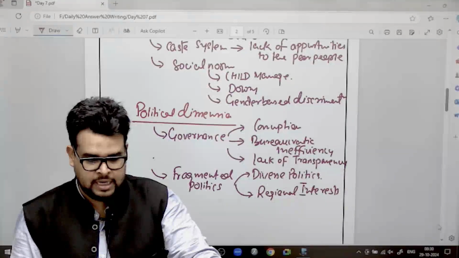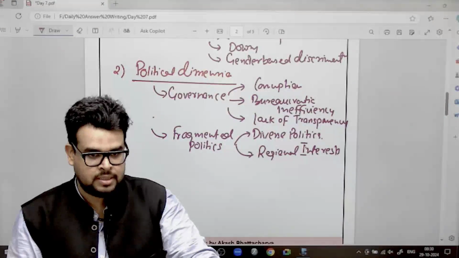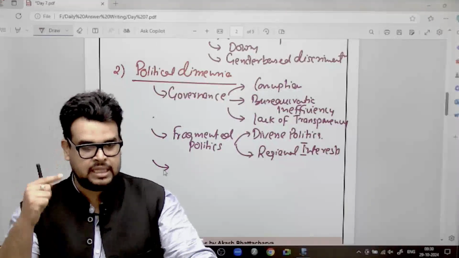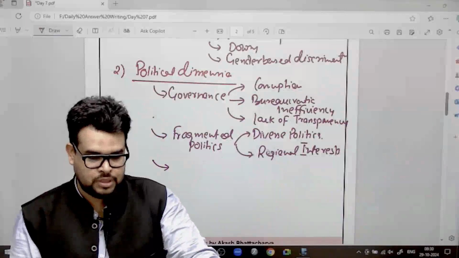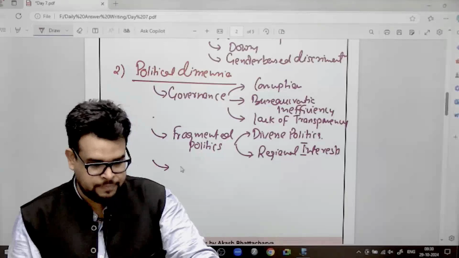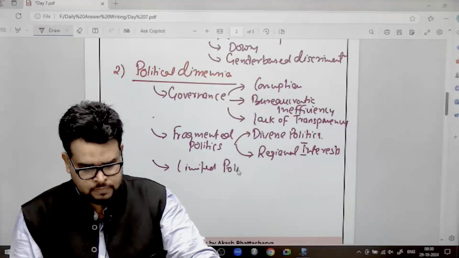I can write this whole melodrama, you can see it in Maharashtra politics. Just go and see how people change the party and then fight for elections. So this you can see. Okay, governance is there, fragmented politics is there. Next you can write limited political participation.